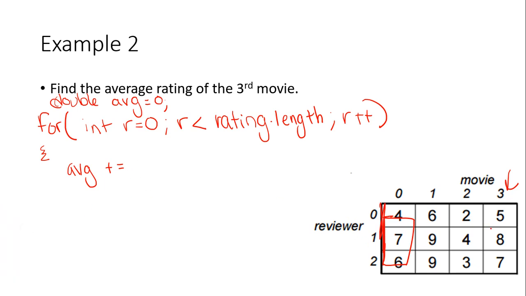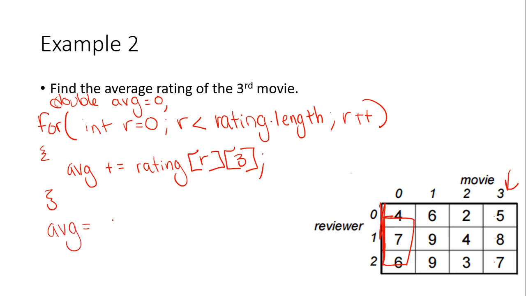Okay, so now I need to move from here to here to here. So I'm going to say rating. The row is changing, right? That's the guy that's changing. So that's an R. Column is 3. So that's going to add this guy, and then add this guy, and then add that guy. So now I need to divide my average. I need to find an average, right? So I've got to divide by how many there are. So I'm going to divide by the name of the array dot length, because that's going to give me the number of rows that I was interested in.